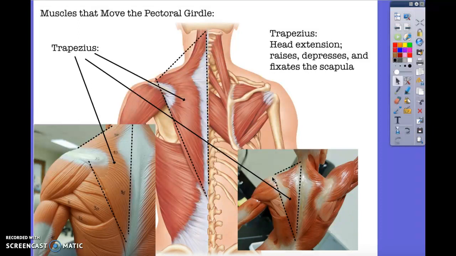All right, so let's do head extension. First, to extend our head, we need to flex our head. So flex your head over. Okay, now bring it back upright. That's head extension. That was your trapezius at work.